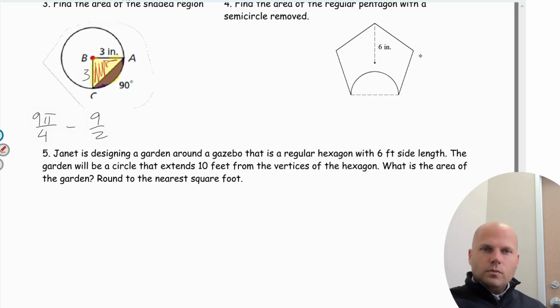Ooh. Regular pentagon with a circle removed. So let's find the area of the pentagon minus the area of the semicircle.